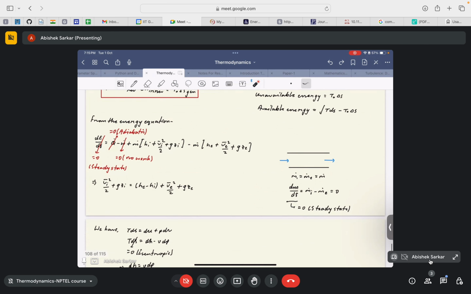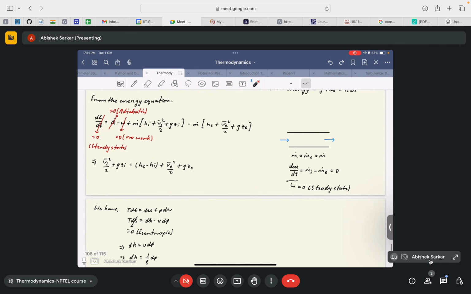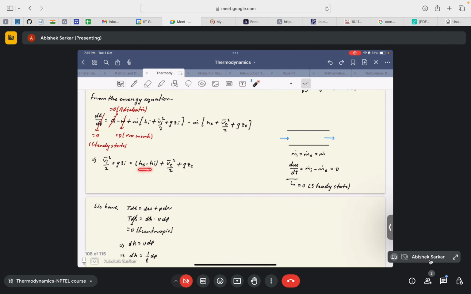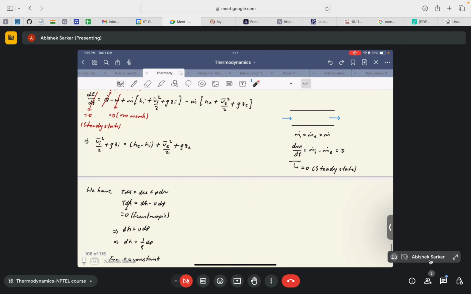So now if we rearrange it, then we will have Vi square by 2 plus g zi equal to He minus Hi plus Ve square by 2 plus g ze. Okay, these terms we have just rearranged. There is nothing additional derivation required to do that. Now we want to manipulate this enthalpy term, and how can we do it? We can again take the help of the thermodynamic property relations, right?